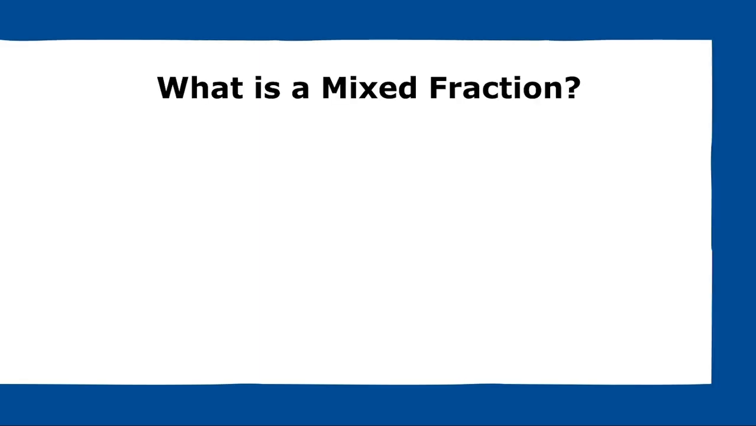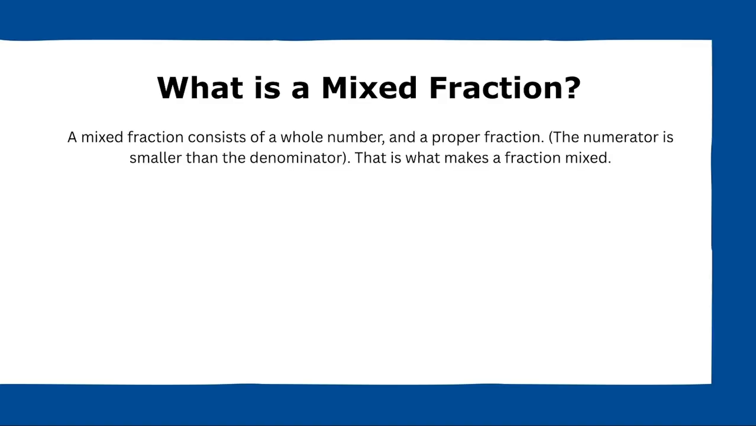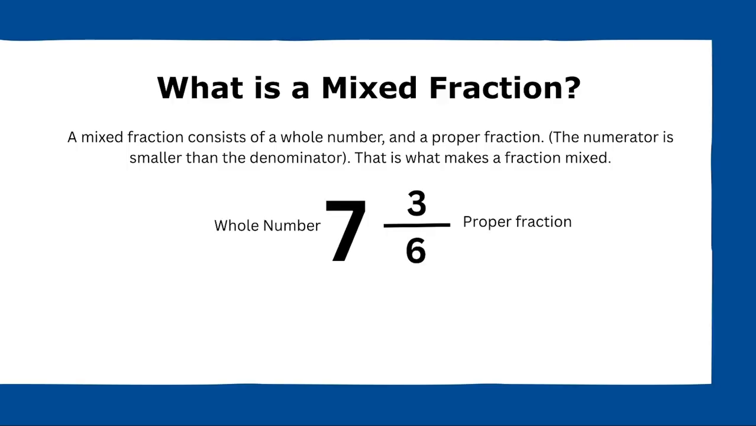So starting off strong, it is important that we know what a mixed fraction is. To simply put it, a mixed fraction consists of a whole number and a proper fraction. That means that the numerator is smaller than the denominator for that proper fraction, and that is what makes a fraction mixed. For example, I have 7 and 3 over 6. 7 is my whole number and 3 over 6 is my proper fraction. We see that the numerator is smaller than the denominator.